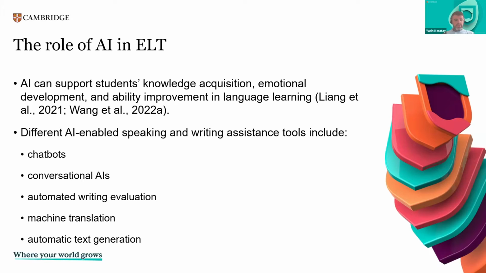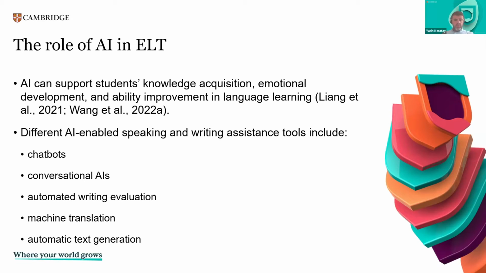So chatbots is the first one. These are the AI-driven tools that interact with students in real time. So students can practice, for example, their conversational skills. And conversational AIs, which are similar to chatbots, but they can do more complex interactions. So I'm going to show you an example of this one today, so you know how it works and what it sounds like.